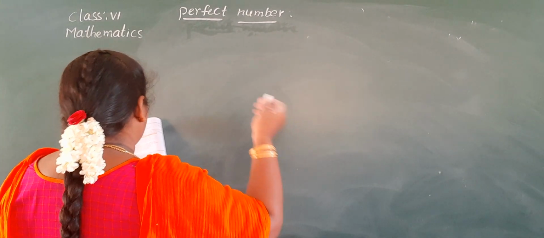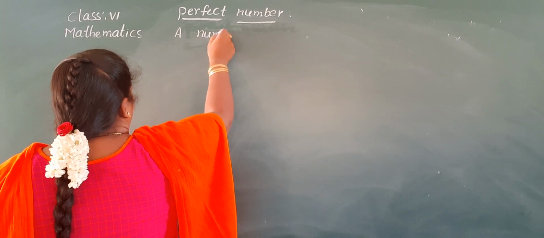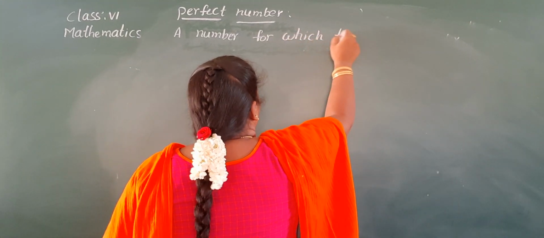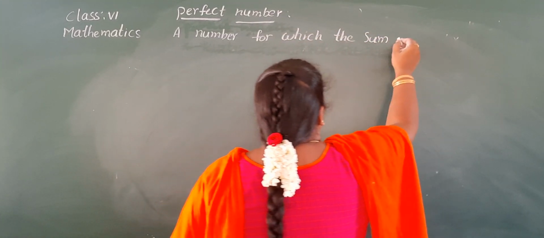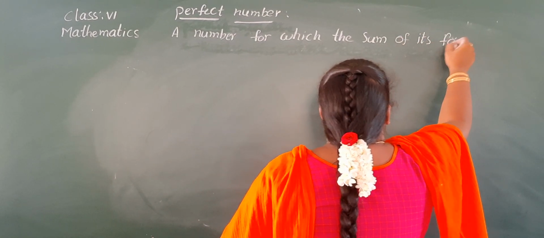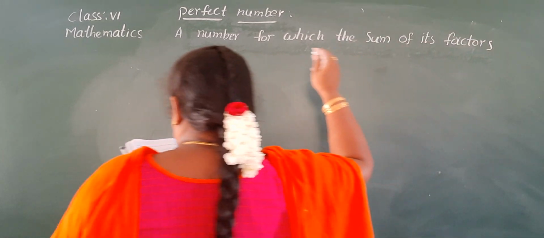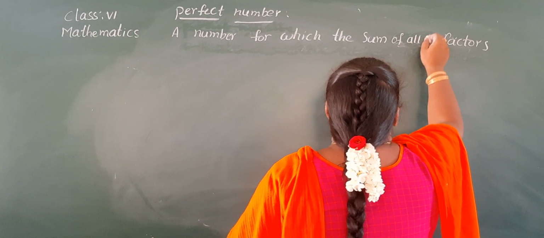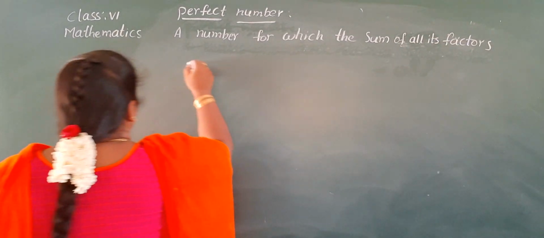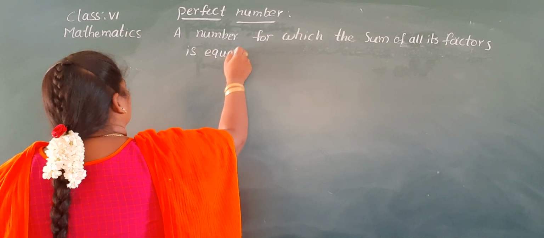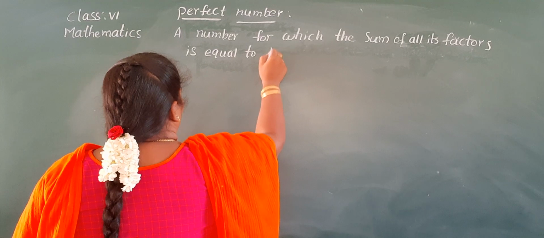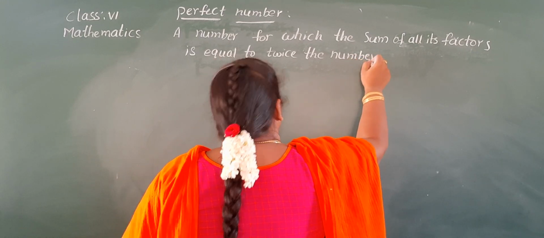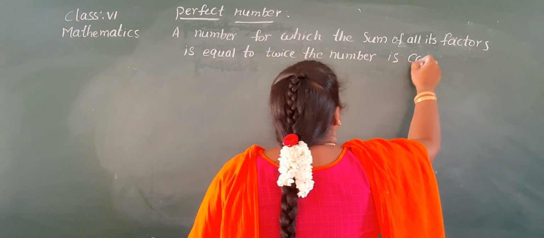Okay, ma? First you write this one. What is meant by perfect number? A number for which the sum of all its factors is equal to twice the number is called a perfect number.